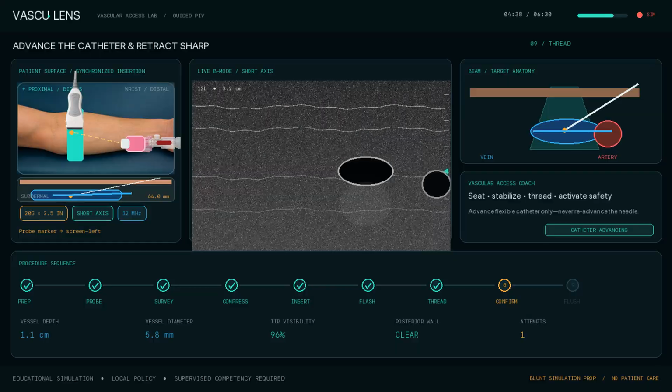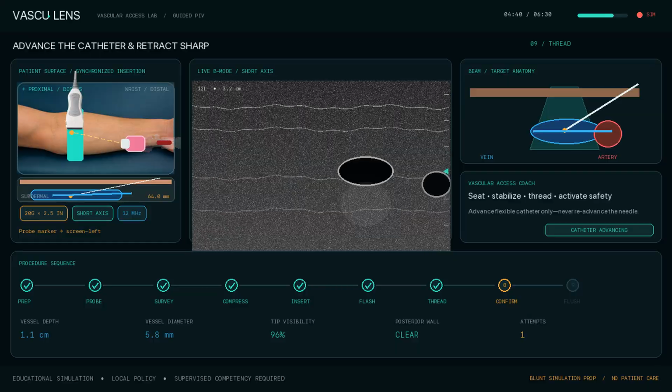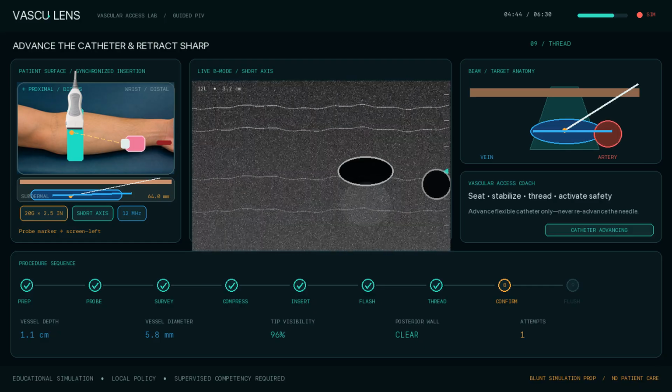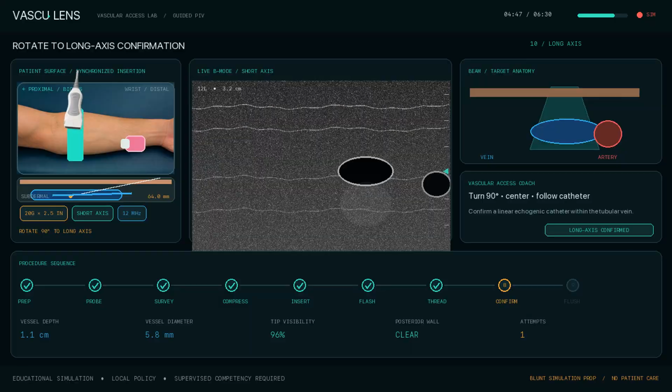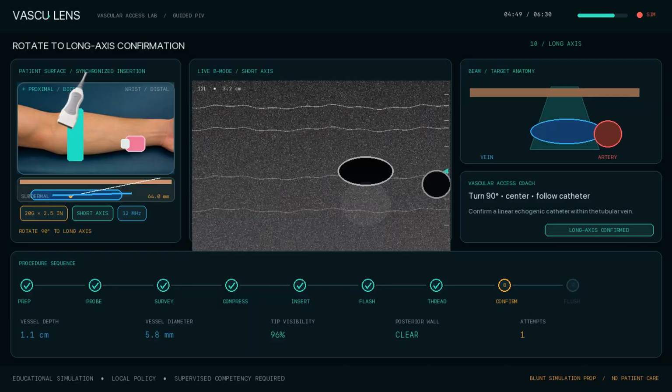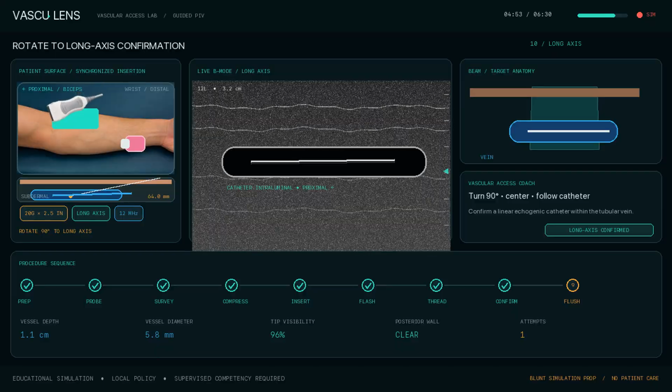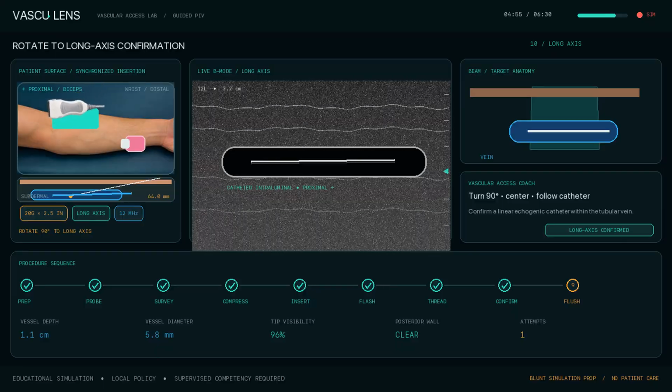Release the tourniquet, apply venous control as permitted by the device and policy, activate the safety mechanism, and discard the sharp immediately. Before connection, rotate the linear probe 90 degrees to obtain a long axis or longitudinal confirmation view. Keep the vessel centered during the rotation so it does not disappear.